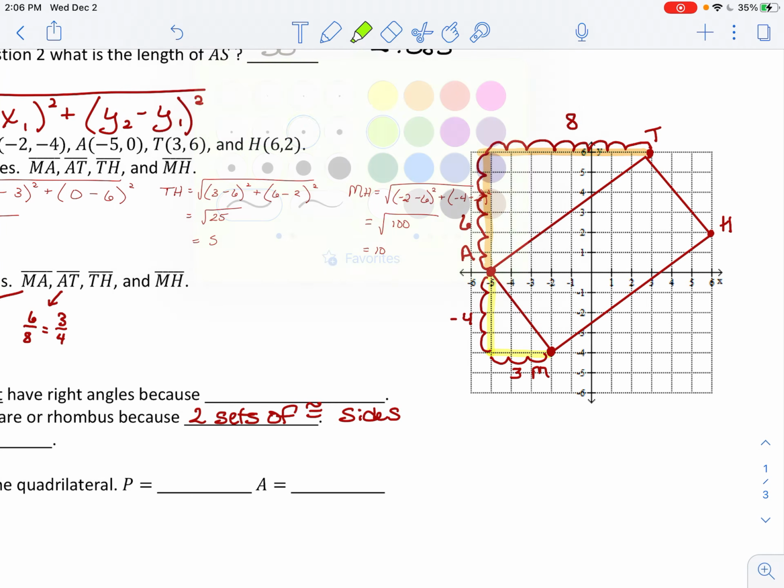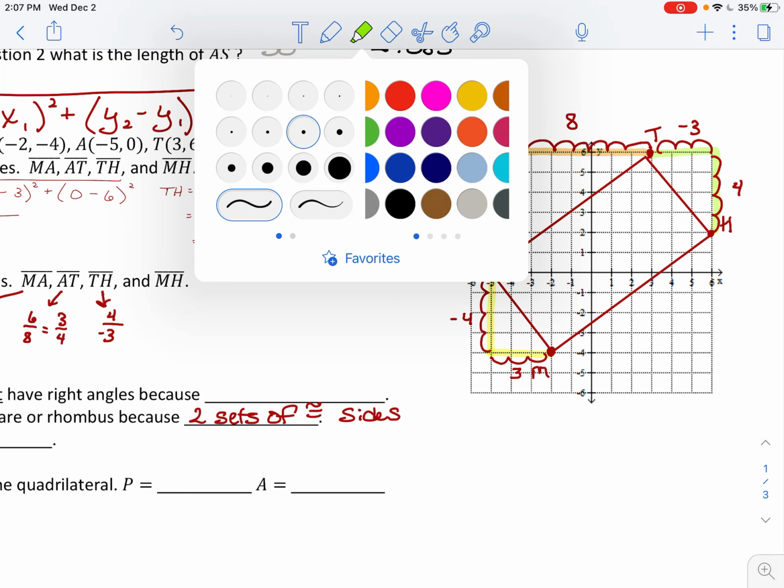Next, TH. I guess I could count this way. Personally, I usually try and not go inside my shape, so I'm going to count up and then left. If you want to go down and then right, you will get the same answer. 1, 2, 3, 4. I have a rise of positive 4 because I'm going up. 1, 2, 3. I have a run of negative 3 because I went left.